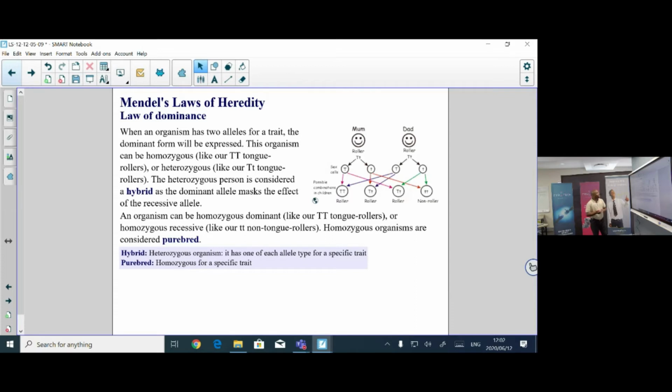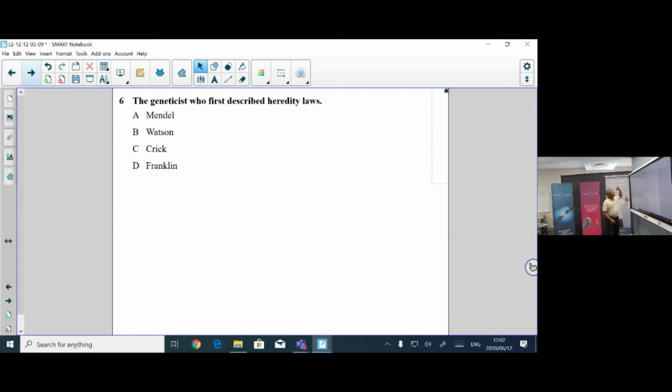The law of dominance, the law of segregation, the separation of segregation, then the law of independent assortment. So as a wrap up of what we did yesterday, let's quickly try out the following questions. Very quickly.